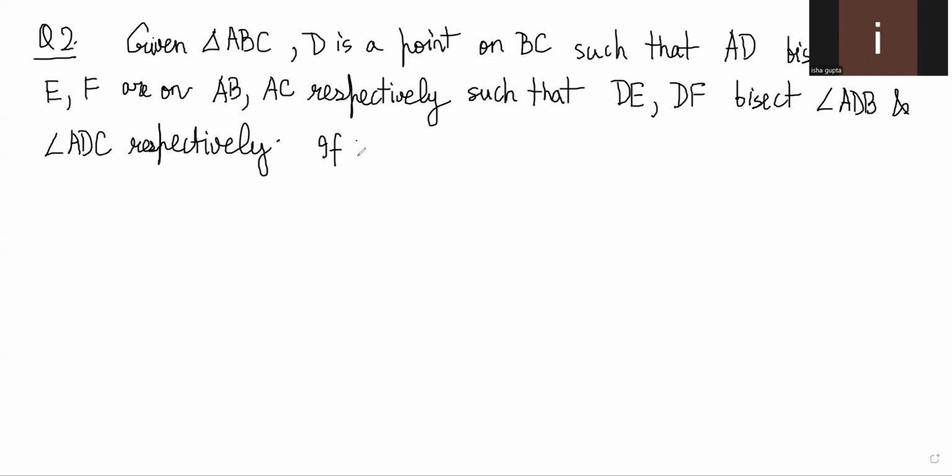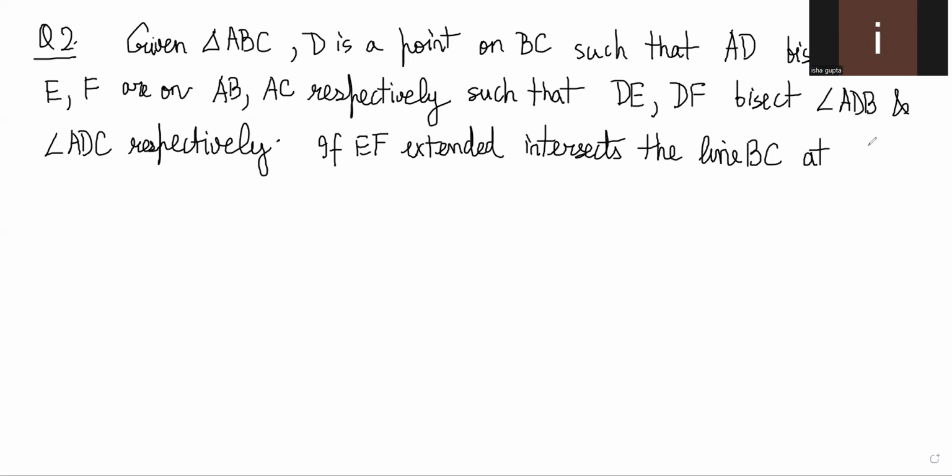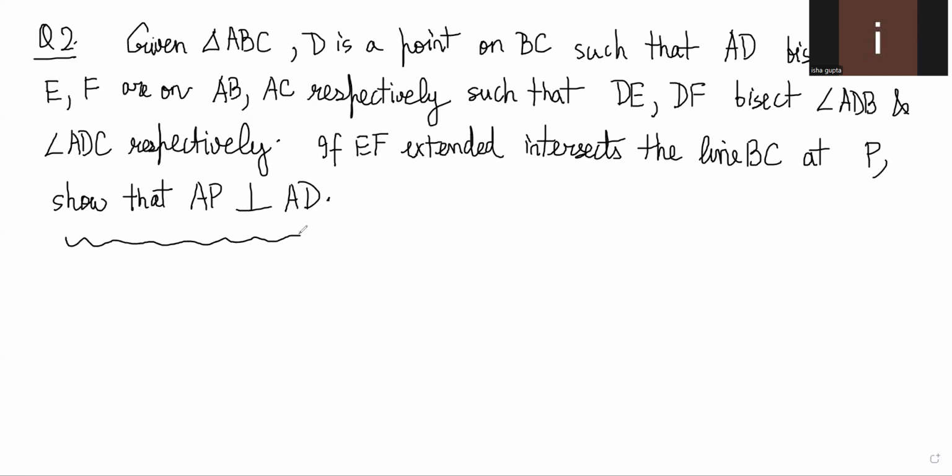Now, if EF extended intersects the line BC at point P, show that AP is perpendicular to AD. So this is not as trivial as the previous one. You might have to take a little more time and think about it carefully, but try it out.